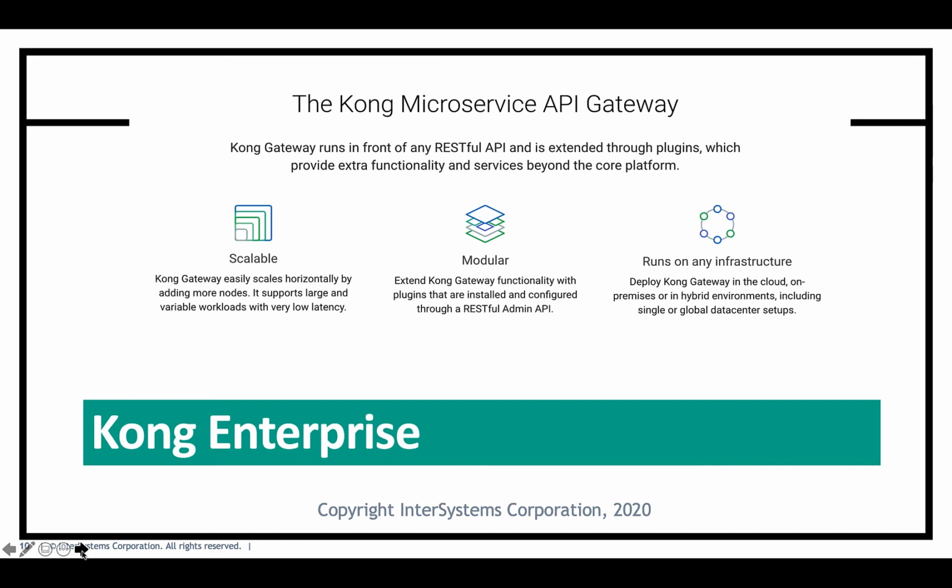So why did we select Kong Enterprise for API management? Well, very simply, it's a highly scalable product that is very important when you're developing enterprise level applications. Modular, so that you install and configure the plugins that make sense for your development. And then finally, it runs on any infrastructure. So you can deploy it in the cloud or on-prem or a hybrid. That's exactly what most of our customers want and demand.